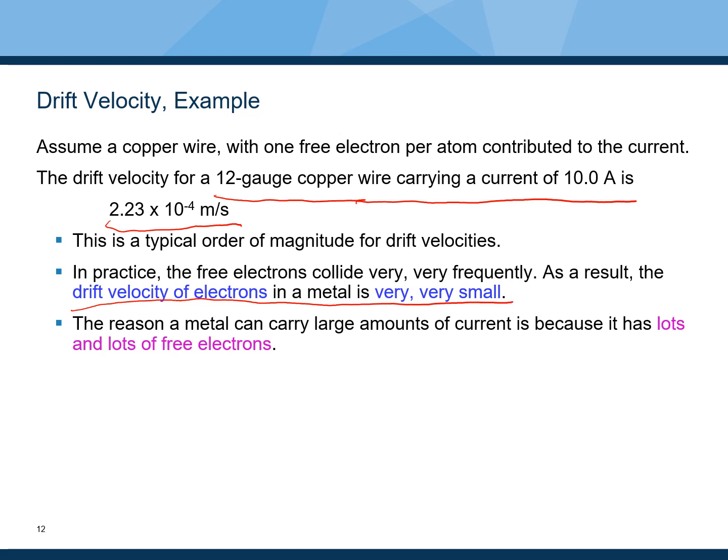However, the wire can carry a large amount of current, not because the drift velocity is large, not because the charge on each of those charge carriers is large, but because most typical conductors have just a gigantic, a humongous number of free electrons within them, and that allows them to actually carry significant amounts of current.